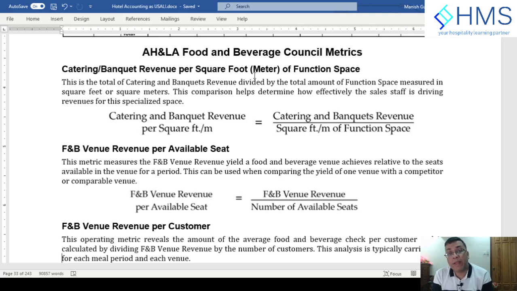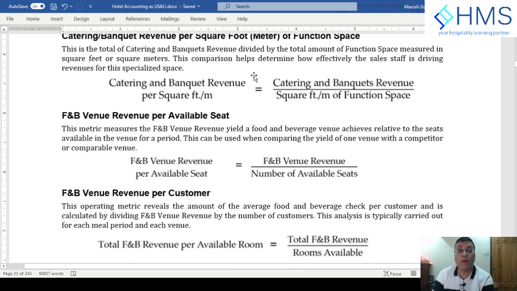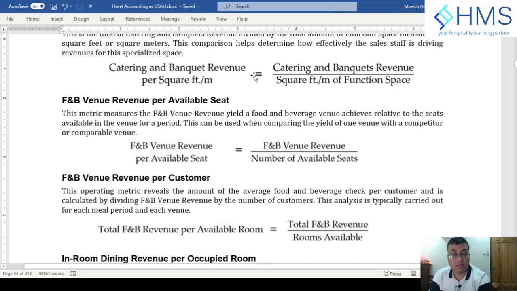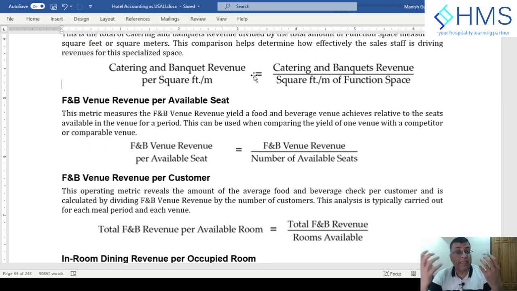How do we fare against our competitors who may have a better turnover ratio on the available seats? Then you have F&B revenue per customer. This is per available customer in the hotel. Since we said that the number of people in the hotel is usually the captured market for the F&B restaurant.